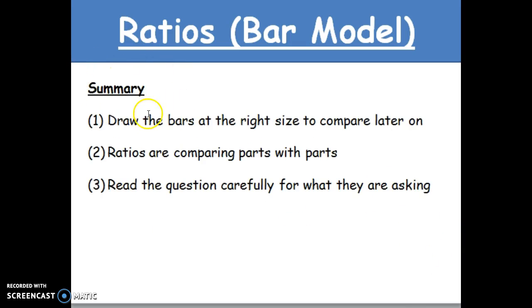Finally, as a summary, make sure you draw the bars of the right size to compare later on. Ratio is comparing parts with parts, and make sure you read the question very carefully, just so that you know what they're asking.